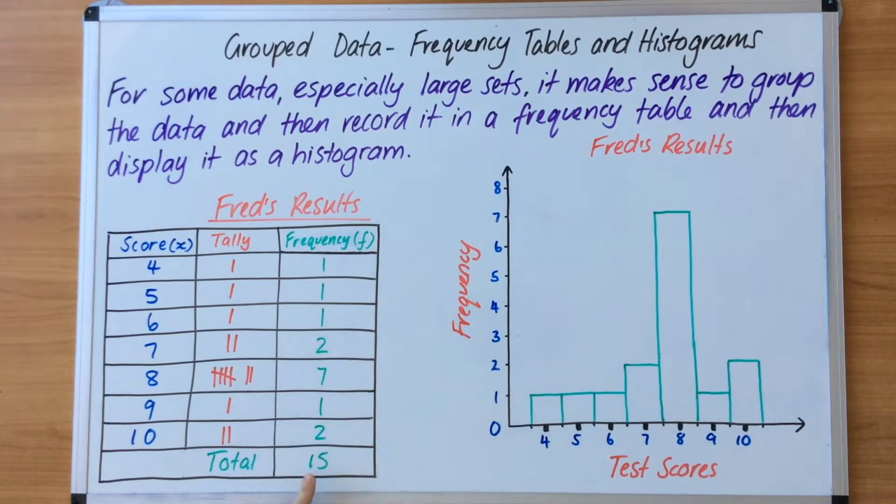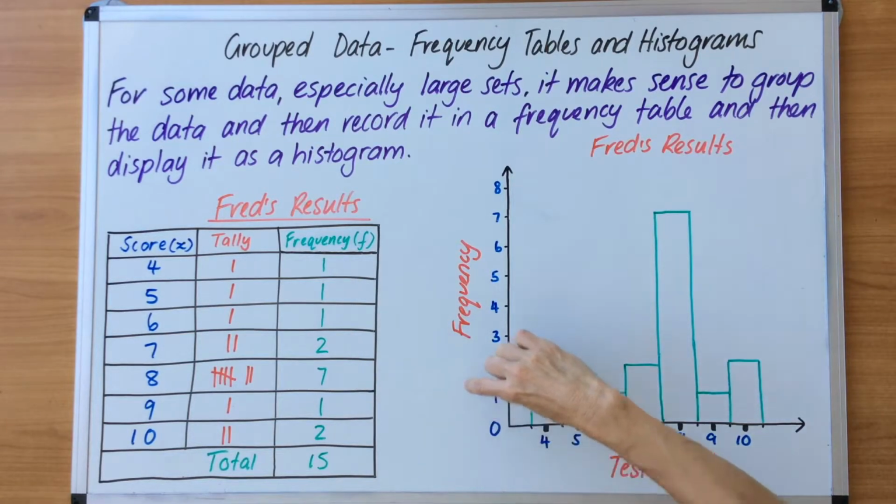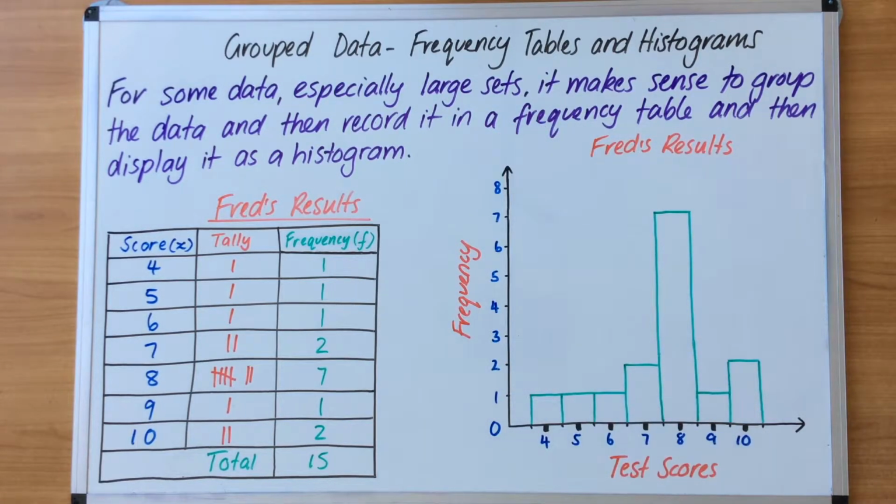And then the frequency, we look for an appropriate scale. The lowest number is 1 and the highest number is 7. So I've drawn a scale that fits the frequency data here. So your data on your histogram must reflect what's in the table on the left.